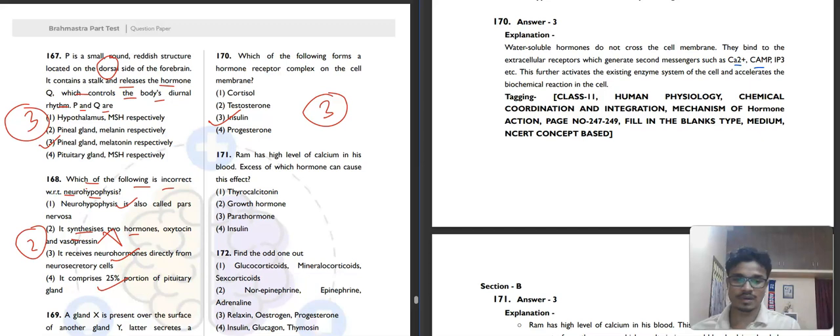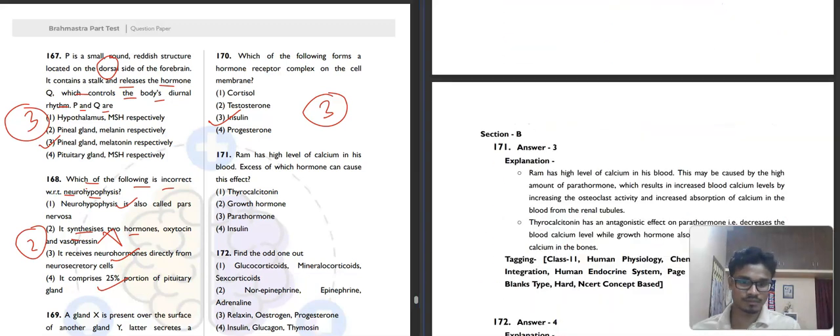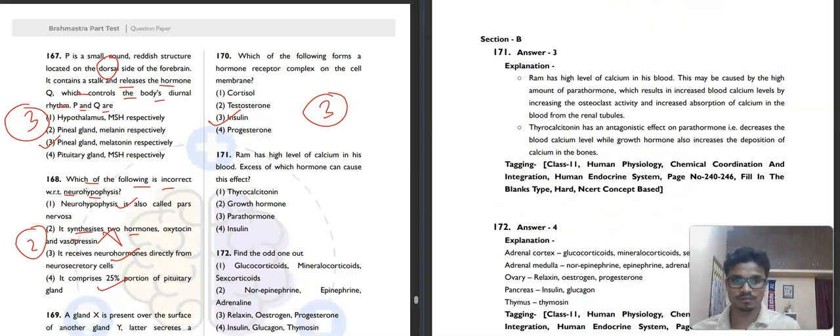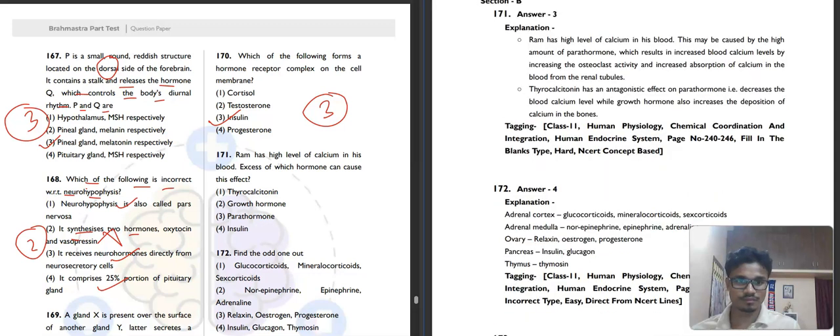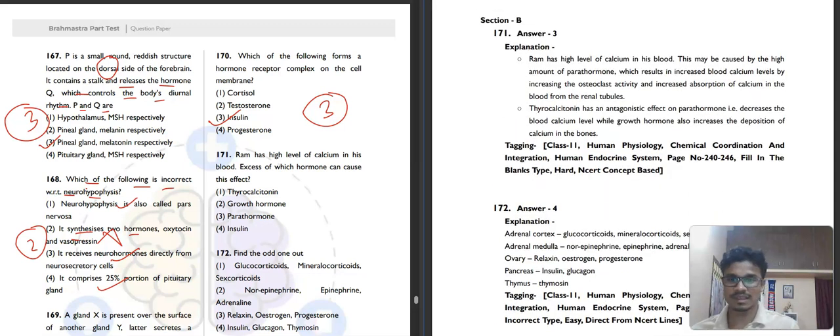Then question number 171. It is saying that Ram has a high level of calcium in his blood. Excess of which hormone can cause this effect? Thyrocalcitonin, growth hormone, parathyroid hormone, or insulin. So this can be caused by parathyroid hormone, excess of calcium. So the third option will be your correct answer.